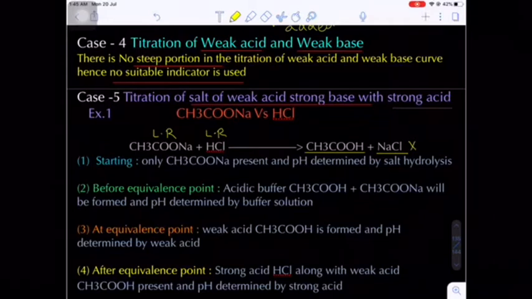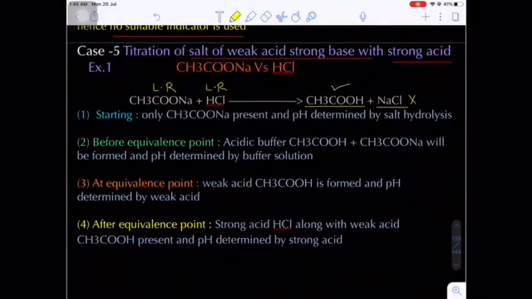Okay. Now in the solution, in the beaker you have what? Only acetic acid along with NaCl. NaCl does not undergo any hydrolysis, so we should not consider the NaCl.